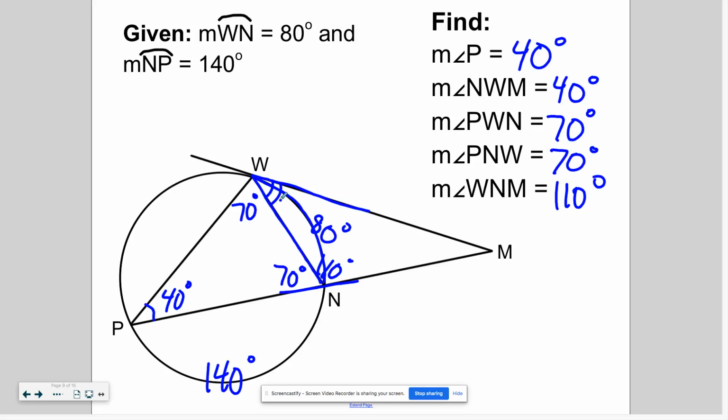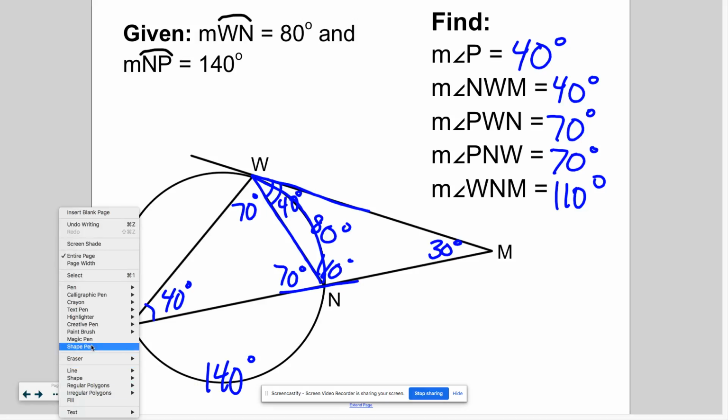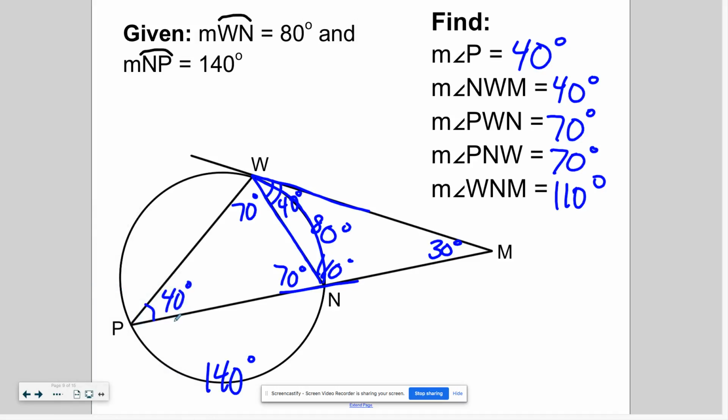Okay, so this is 40, and then I'm going to get this exterior angle here, so that's 150, this would be 30. And what we're supposed to see here, which is a little difficult to see maybe, is that we have two similar triangles again.